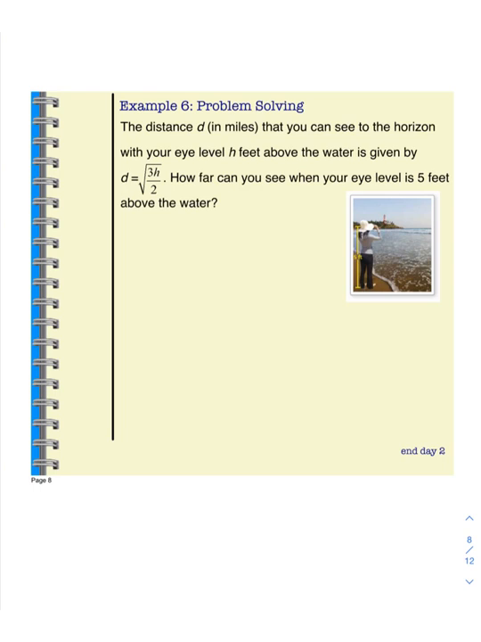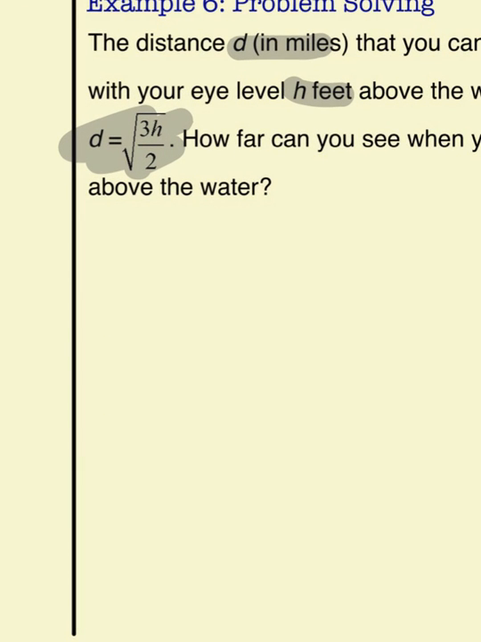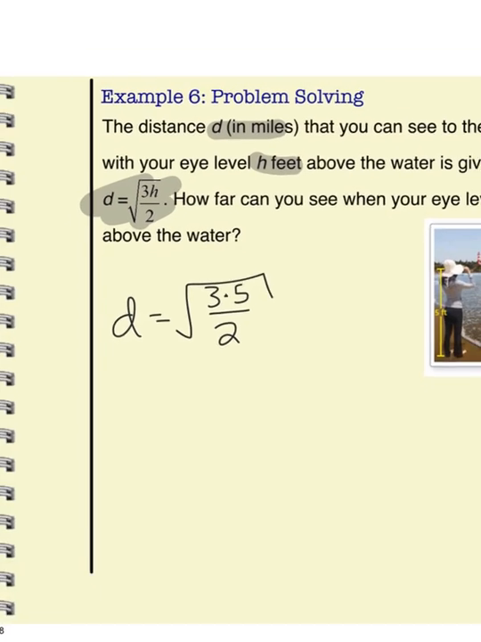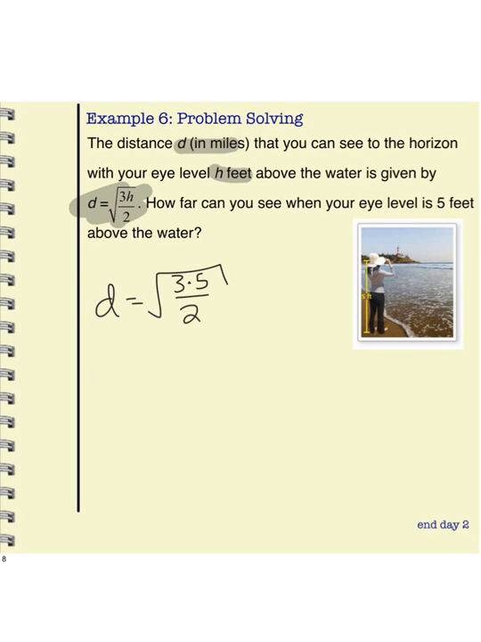All right, example 6, problem solving. So the distance d in miles that you can see to the horizon with your eye level, h feet above water, is given by this formula. How far can you see when your eye level is 5 feet above the water? Well, h represented feet, so we're going to plug in 5 for h. We're going to rewrite this as d equals the square root of 3 times 5 over 2. And now I want to simplify this.